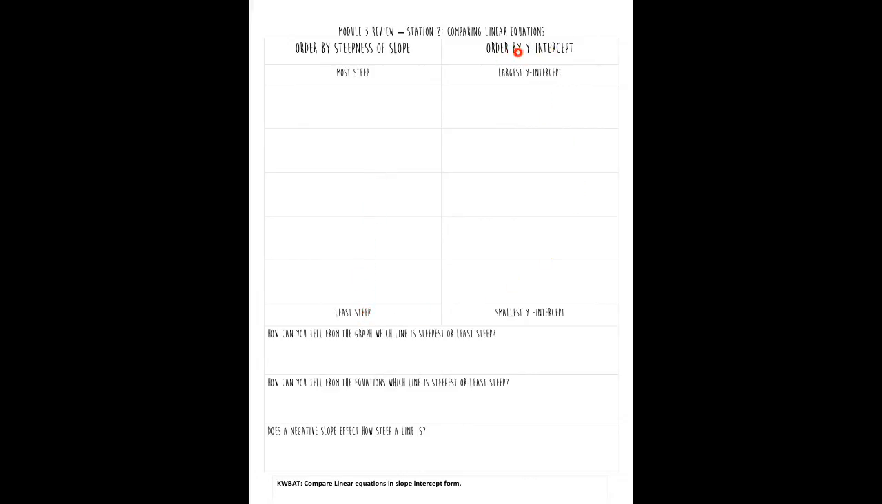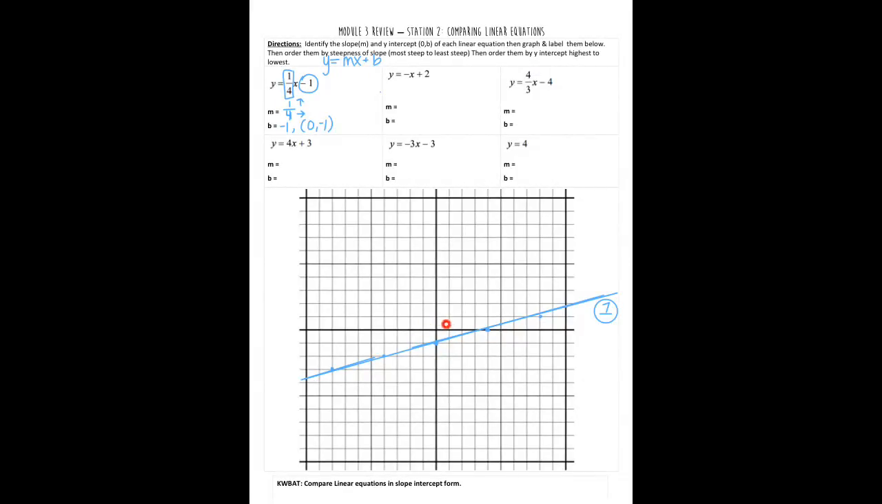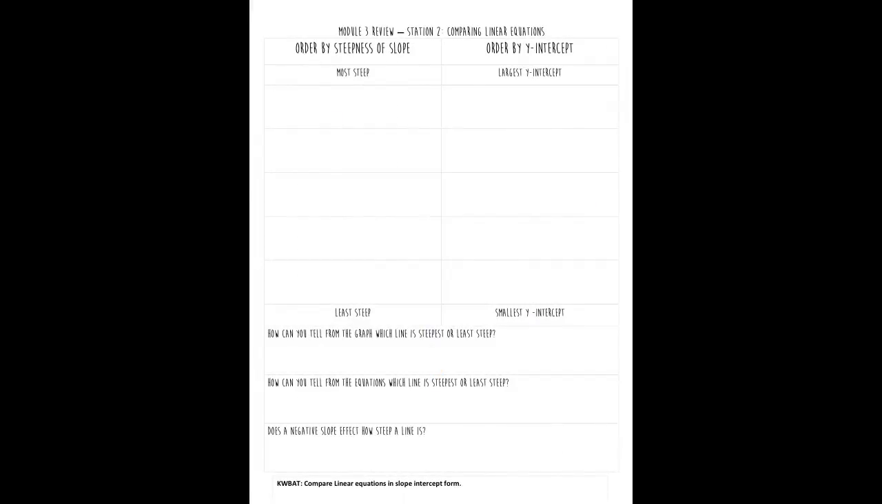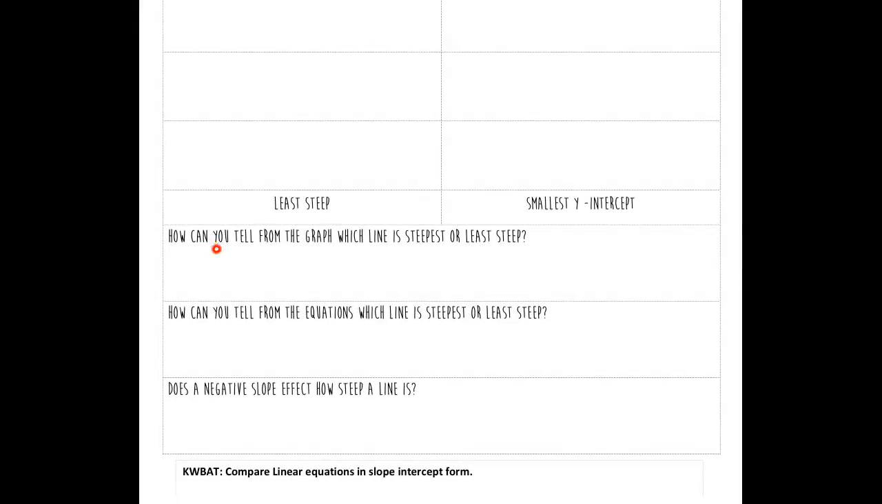Now here you're going to order by the y-intercept, what the highest y-intercept is to the lowest y-intercept. And that you can see pretty clearly from the graph. The highest y-intercept will be the one happening at the top, and the lowest y-intercept will be the one happening at the bottom.